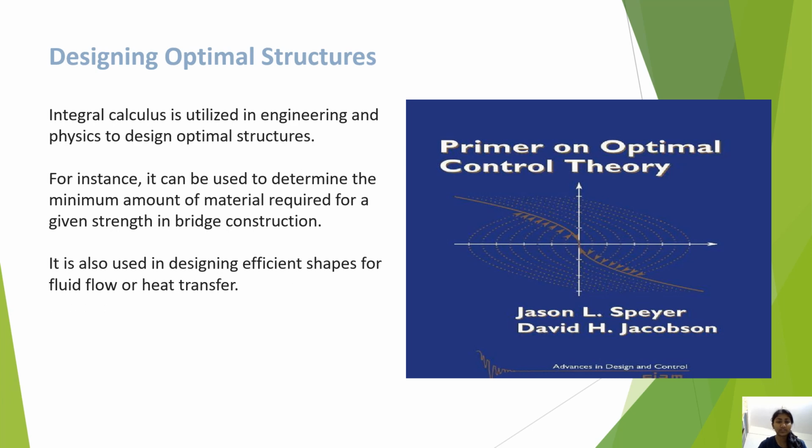Designing optimal structures. Integral calculus is utilized in engineering and physics to design optimal structures. For instance, it can be used to determine the minimum amount of material required for a given strength in bridge construction. It is also used for designing efficient shapes for fluid flow or heat transfer.